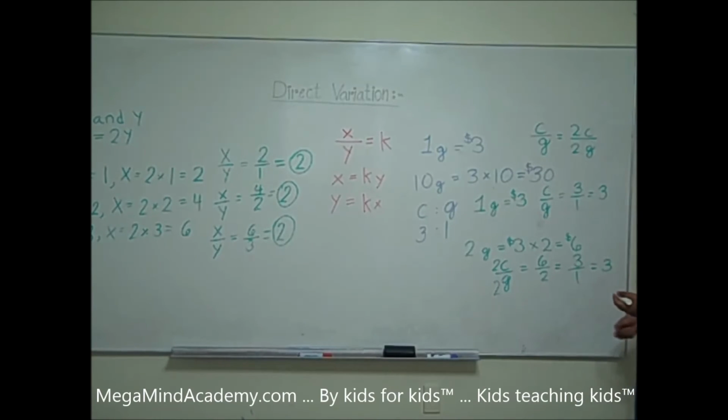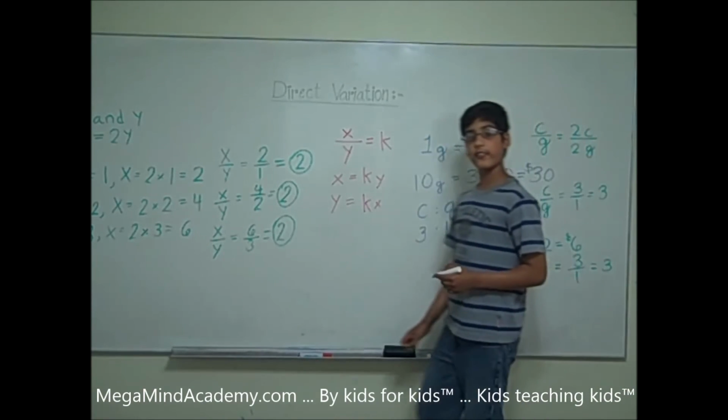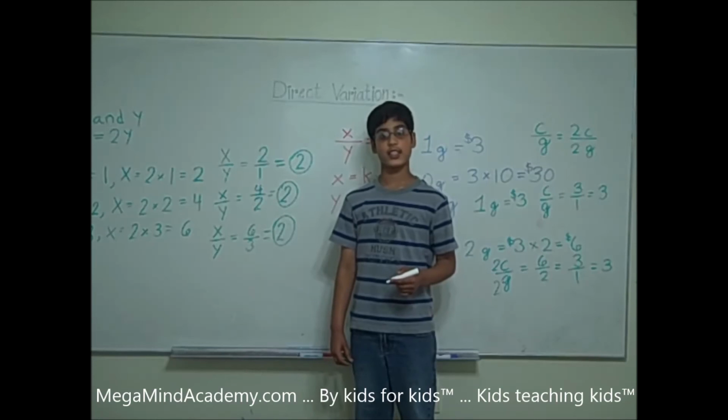Now, in this number sentence, if you know 3 of the numbers, like if you know C, G, and 2C, you can always find the fourth number using cross multiplication. The fourth number would be 2G. Today we learned about direct variation. Thank you for watching this video.